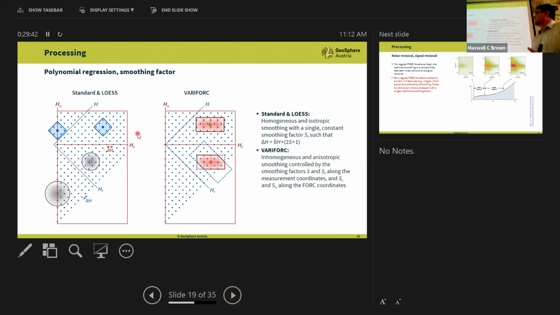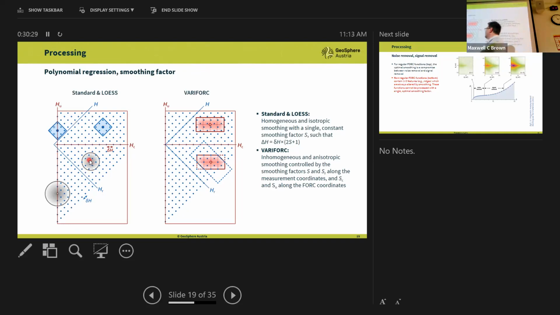So then we are coming to processing. As you probably know, what is behind calculating the FORC function is taking the mixed second derivative, and this is done by fitting regions of the FORC space with a second order polynomial. On the left diagram, there's this blue square. This is the traditional processing as it was introduced by Pike. The size of these squares is oriented in measurement space, so the blue coordinates, and the size is given by the smoothing factor.